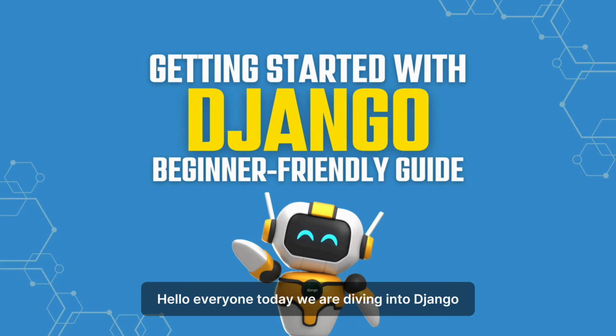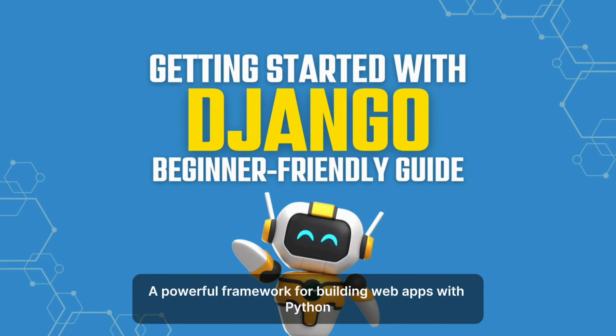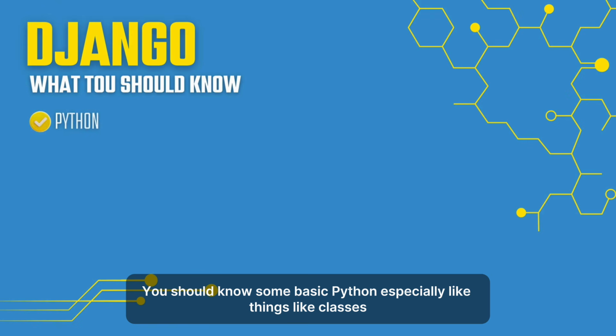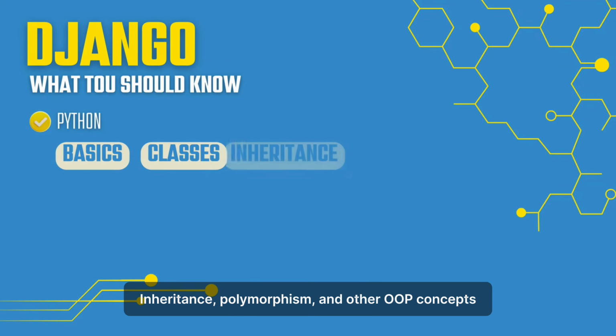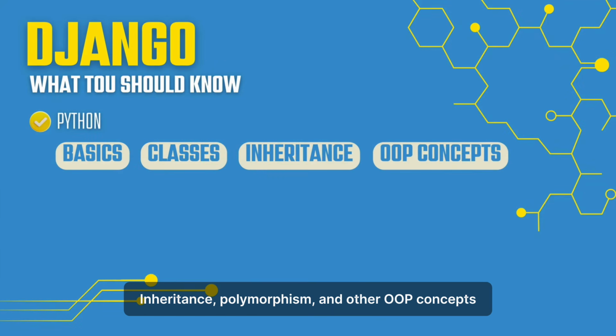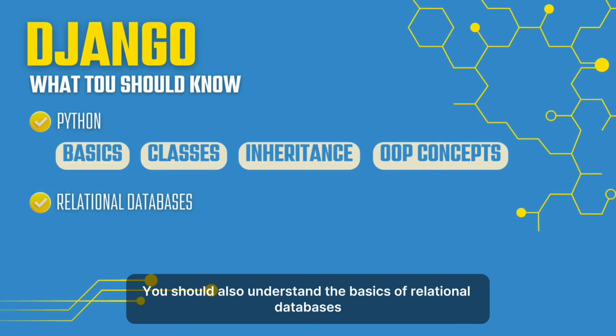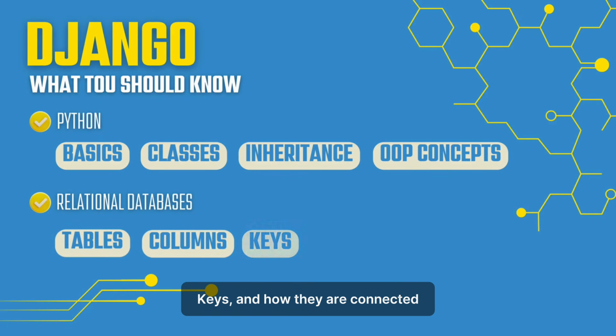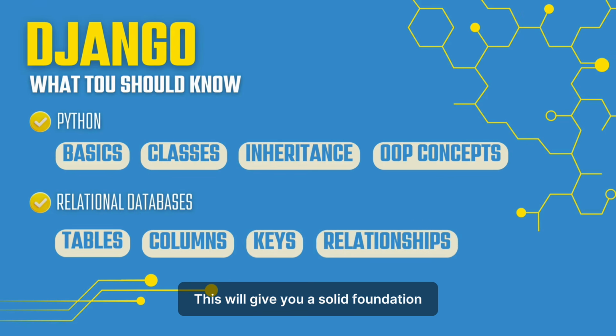Hello everyone, today we are diving into Django, a powerful framework for building web apps with Python. Before we dive in, you should know some basic Python, especially things like classes, inheritance, polymorphism, and other OOP concepts. You should also understand the basics of relational databases like tables, columns, keys, and how they are connected. This will give you a solid foundation before we start working with Django.